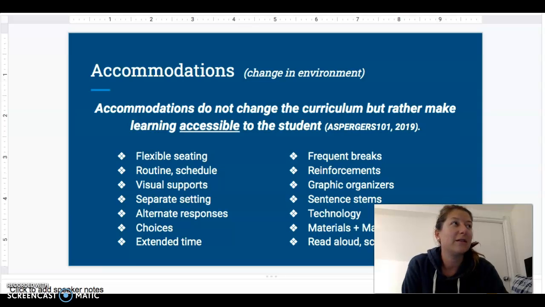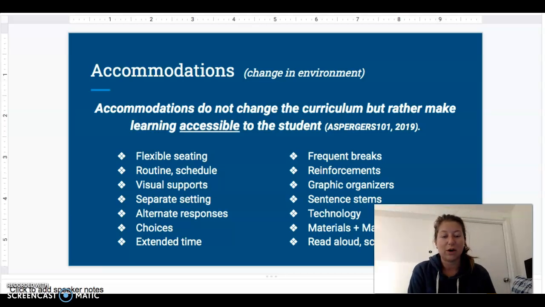Accommodations and modifications. Crucial for students. And honestly, not only just our students who have disabilities or students with autism, but if we think about it, we're always accommodating ourselves in any which way throughout our day-to-day lives, just to ensure that we are set up for success. So accommodations and modifications can sometimes get very confusing for people, for teachers, for students, and how to implement them effectively. So accommodations changes the environment. Accommodations does not change the curriculum. It does not change what the student is learning, but it gives them access to the curriculum.